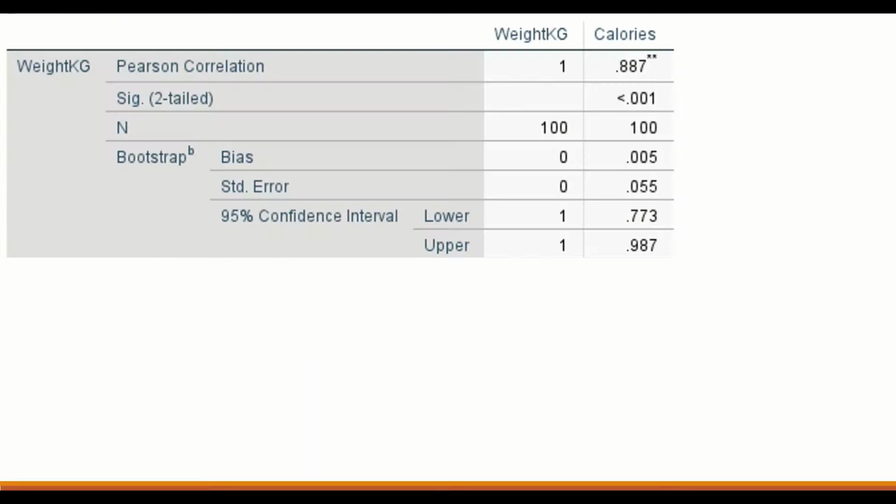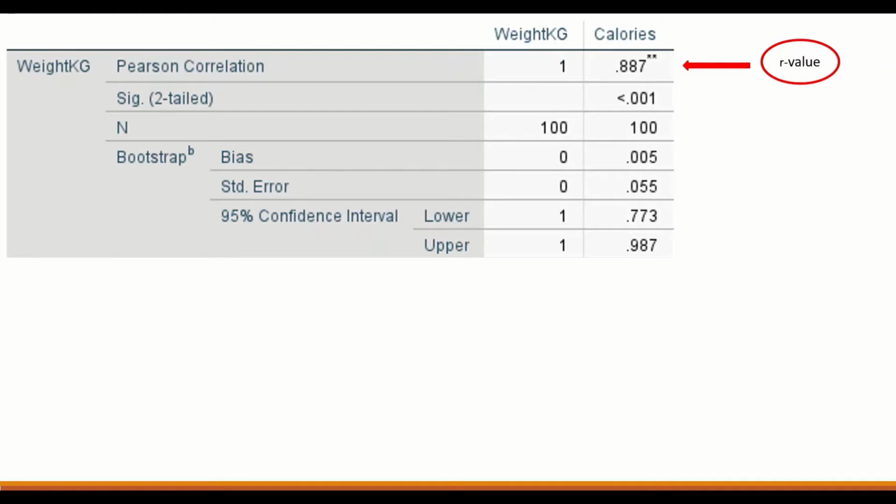In this next slide, I have inserted an output for the correlation between two variables based on Pearson's correlation coefficient between weight and the calories consumed. As we can see here from the table, the value for R is calculated and is equal to 0.88. This is a high, positive value, indicating that weight and calories are correlated. There is a linear relationship between them.